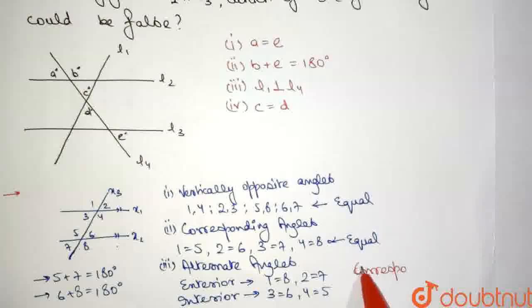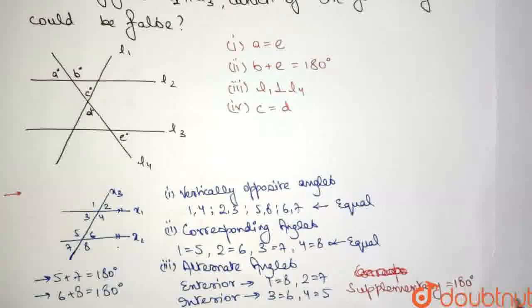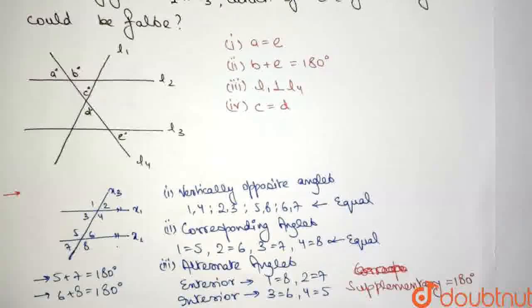My bad, that is known as supplementary angles, right? Where the sum is equal to 180 degrees, right? So if the sum is 180 degrees, the angles are known as supplementary. Such as 5 plus 7 and 6 plus 8. So 5 and 7 are a pair of supplementary angles.